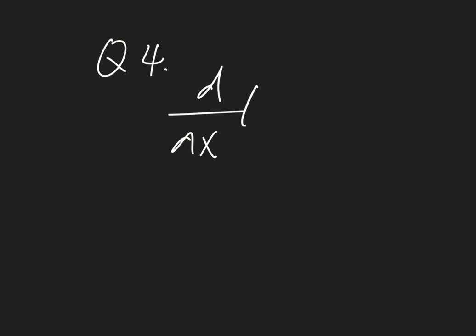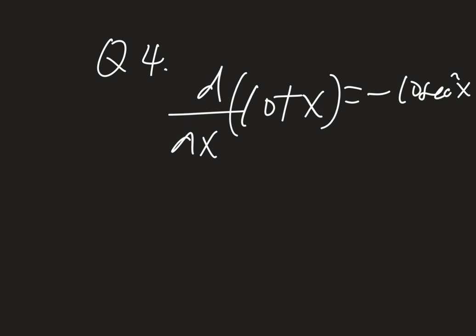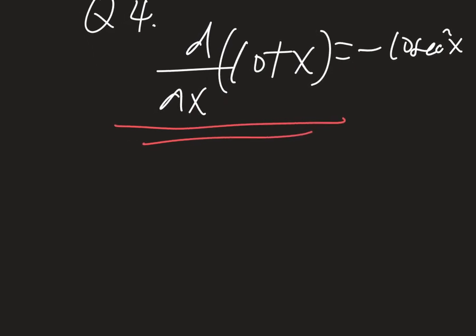So now talk about question number 4. Show that d/dx cotangent x is equal to minus cosecant squared x. So they ask you to derive the equation, which I like very much. This is only 2 marks here. So how do we need to do that?